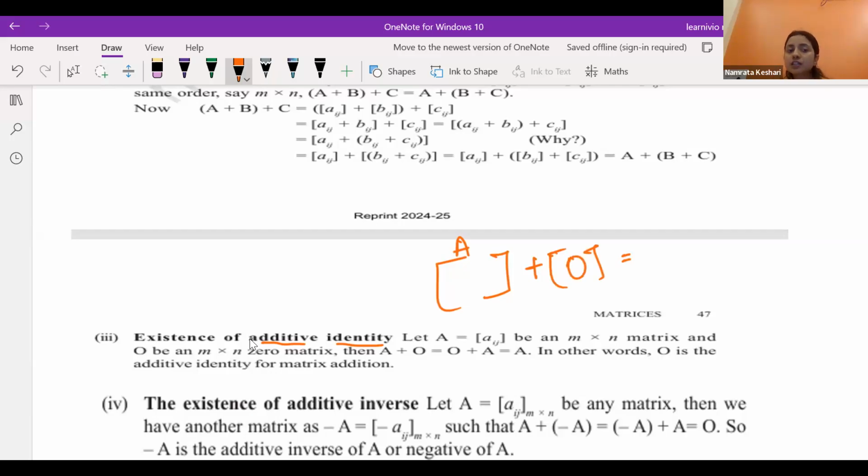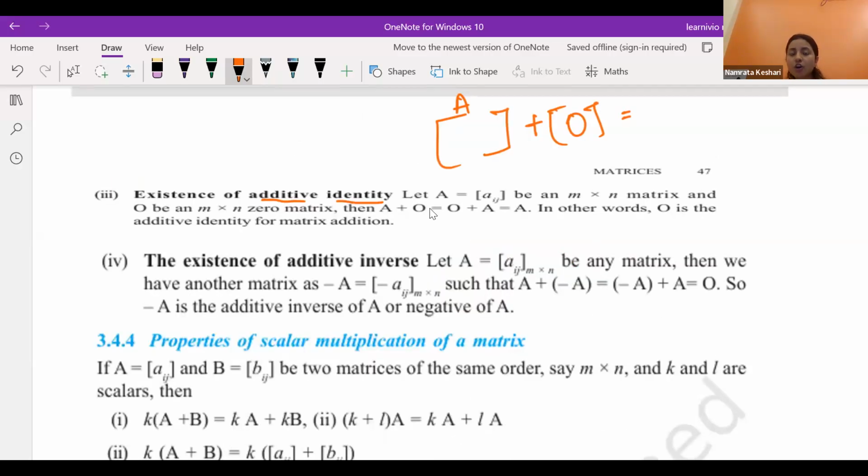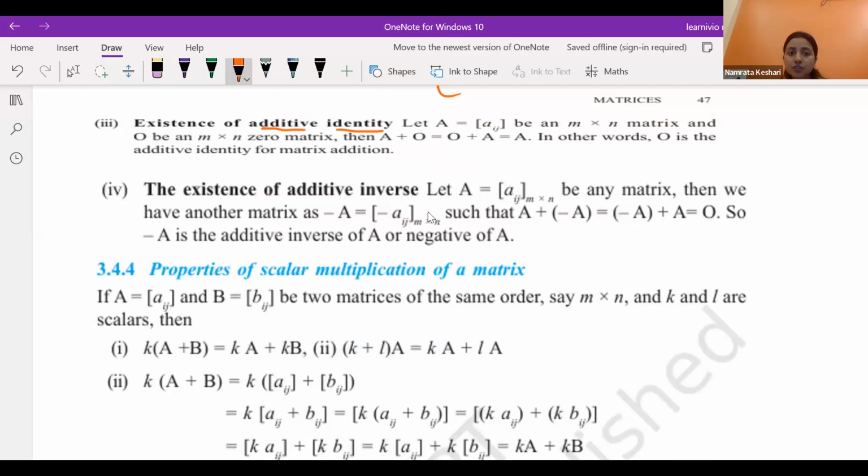And this zero matrix and null matrix, we also represent it by O. So whenever O is written, please understand that it is representing the null matrix. Getting it? Okay. So zero is the additive identity of any matrix. Existence of additive inverse.